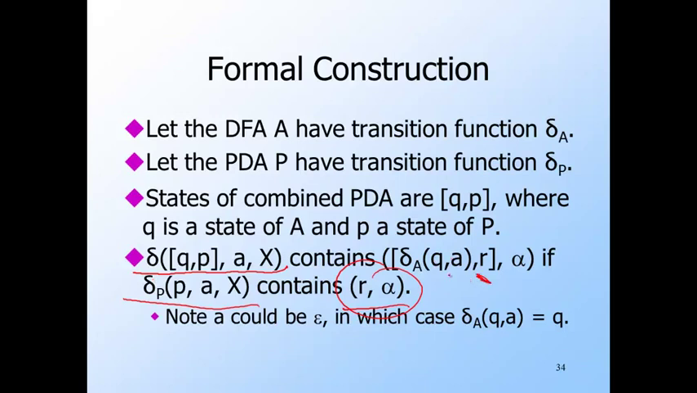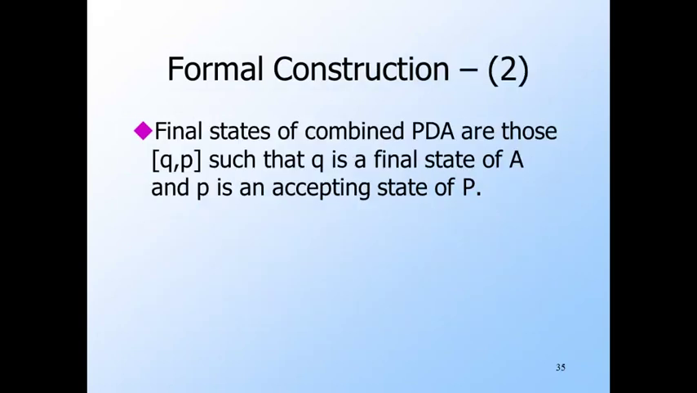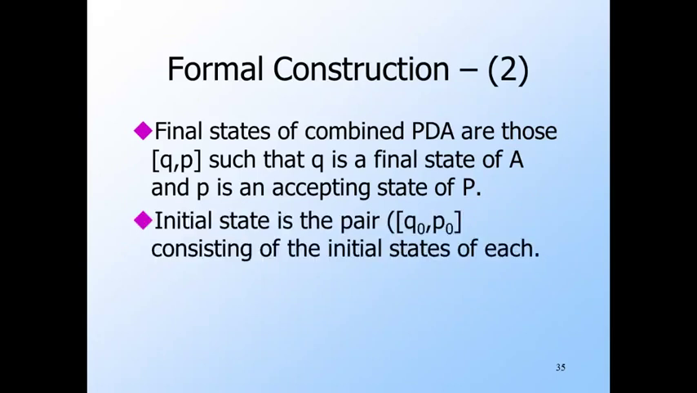The first component is what you get by having the DFA make a transition from state Q with input A. That's delta A of Q and A. Note that A could be epsilon here, in which case delta A of Q and A is just Q, or it could be a real symbol in which delta A of Q and A is something else. Finally, this choice of move replaces X by alpha on the stack, just as the original PDA did. The final states of the new PDA are the pairs Q, P, such that Q and P are final states of their respective automata. And the initial state of the new PDA is the pair consisting of the initial states of both automata.